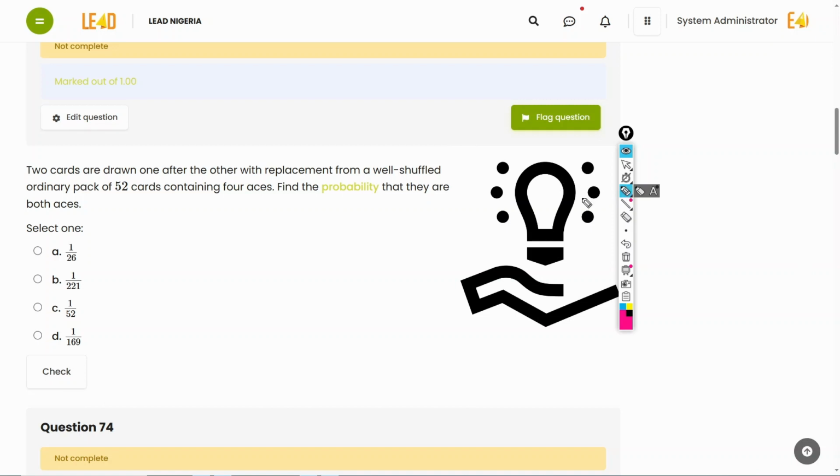All right, so the probability of the first one will be 4 out of 52. Now, when you replace it and draw it again, the chance of picking out another ace will be 4 out of 52. So we can cancel out here 1, here 13, here 1, here 13. So we end up with 1 in 169, right? So that's the probability of 2 aces, 1 in 169.